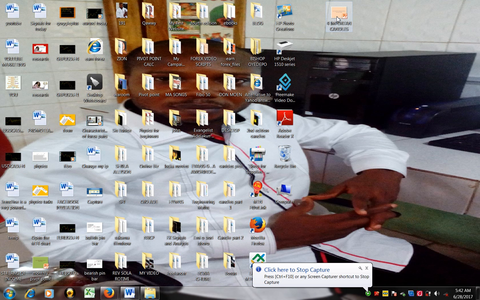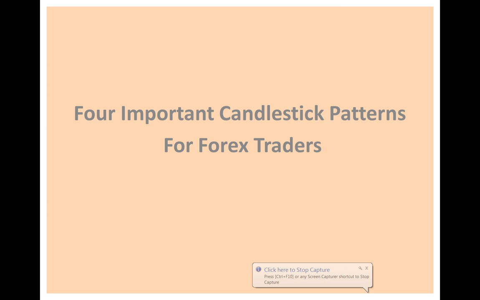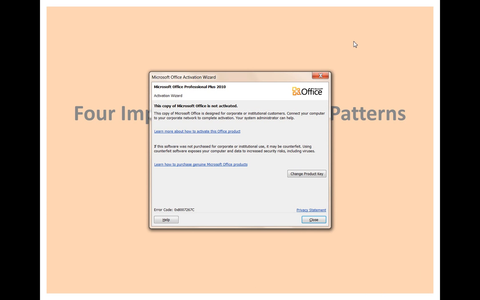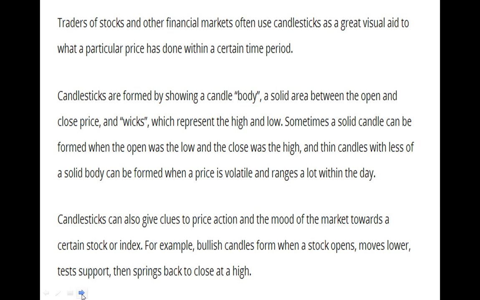Hello, today we are going to be looking at how to use 4 important candlestick patterns in the Forex market. Candlesticks are formed by showing a candle body and wicks. A solid area between the open and close price is usually called the body of a candle, while the low and the high represent the wicks.